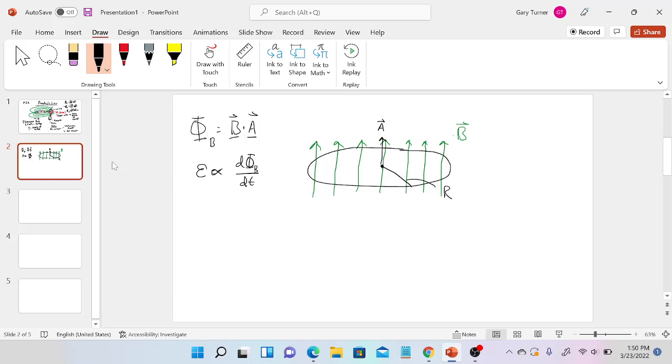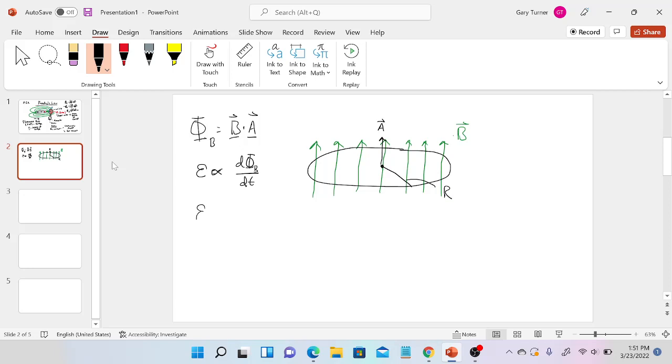If I have a static flux, I don't see any current. That's why if I don't move the magnet and I don't change the coil, if everything is static, I don't see any current. When I move the magnet or when I change the coil or both, then I will see a current. Now, it turns out we're going to put a negative sign here.